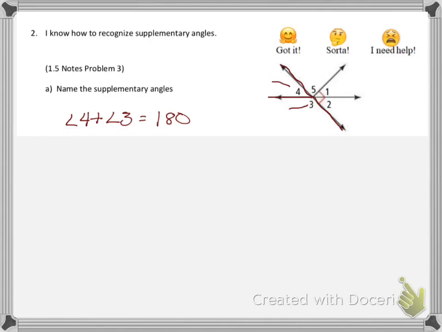There are possibly another set here if you happen to see it. So if we were to see a straight angle this way, and here are the two angles, so we've got these two angles. Then we would say that angle 2 and angle 3 also equals 180 degrees.